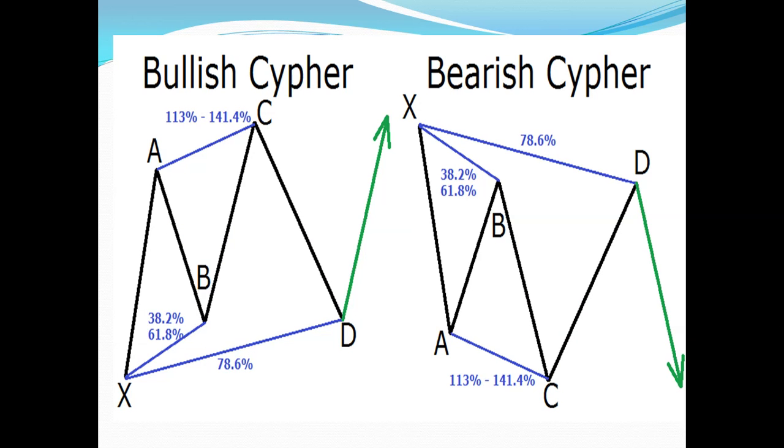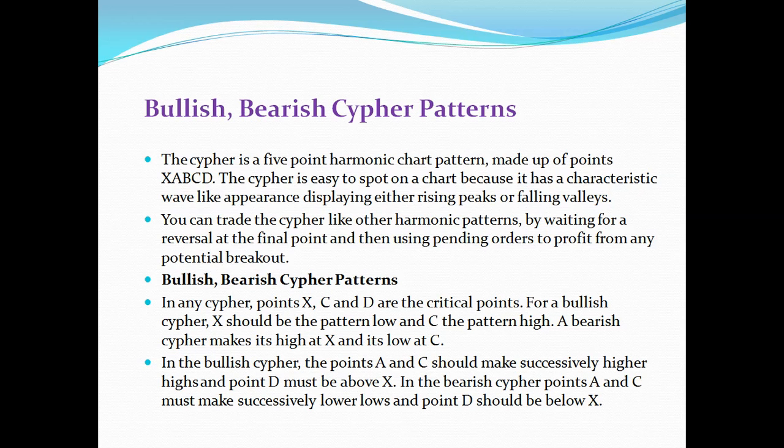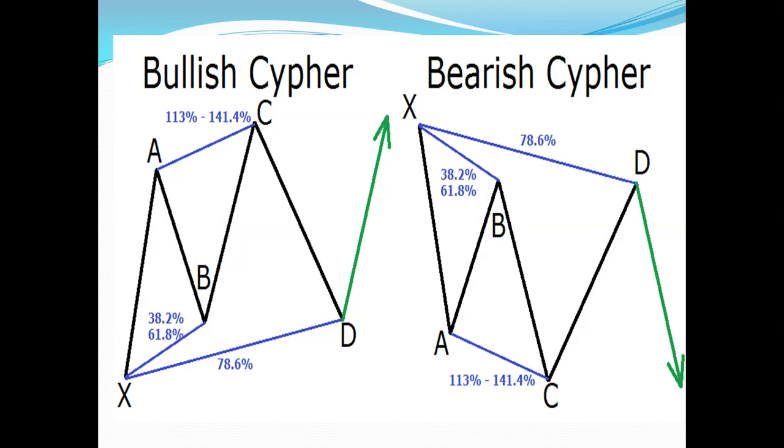So this is the diagram. Whatever I told, you can compare with this and you will be able to understand. You see in the diagram the bullish cipher and bearish cipher. In a bullish cipher you have to buy at point D and in a bearish cipher you have to short at point D, and the pattern should match exactly and the percentages should be equal as mentioned in the diagram. I will just go ahead with the next slide.